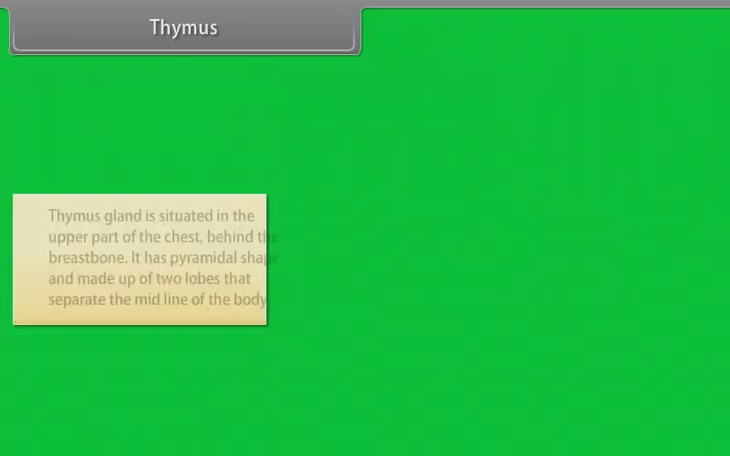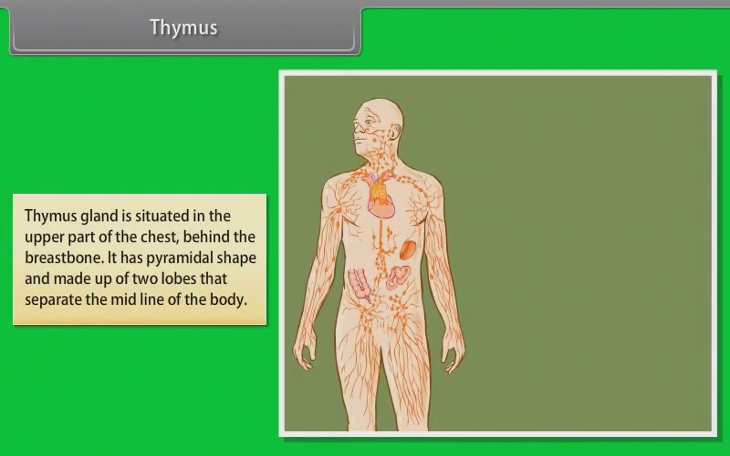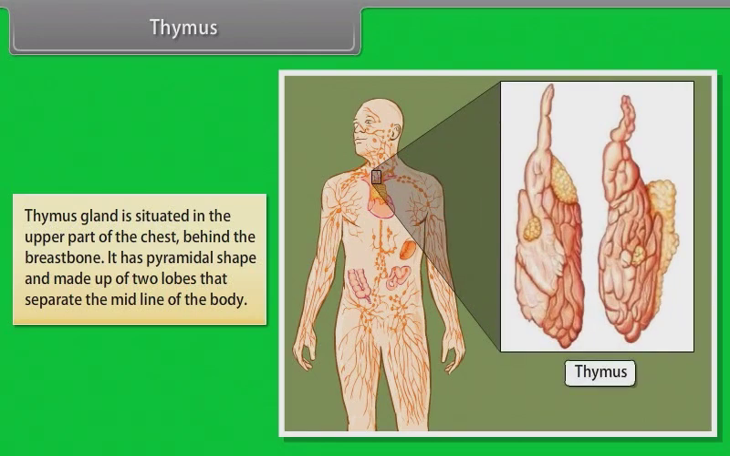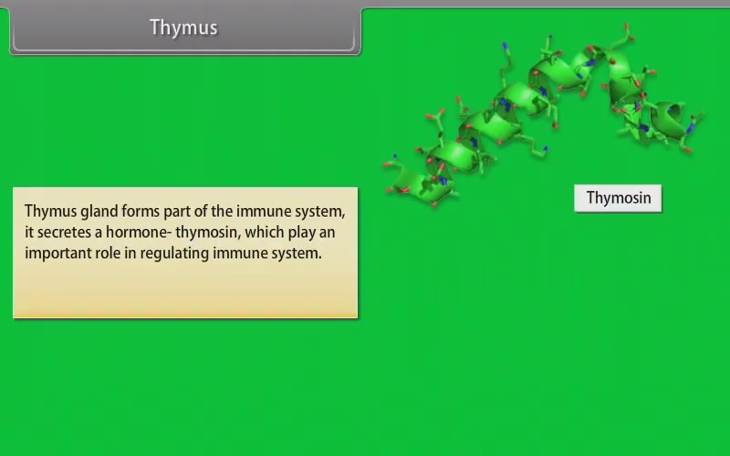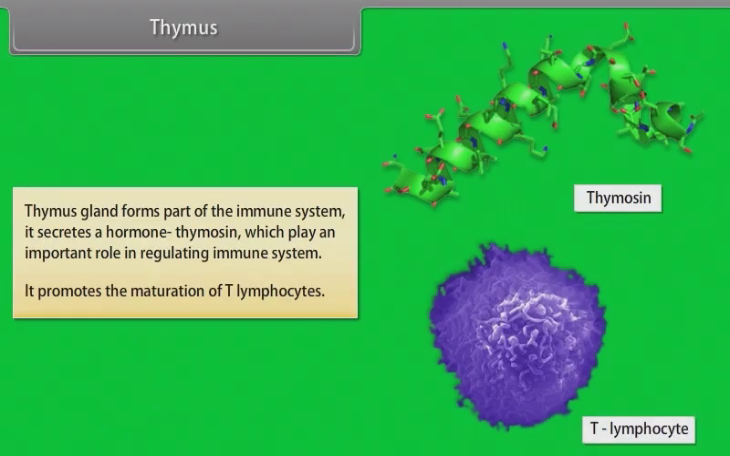Thymus. Thymus gland is situated in the upper part of the chest, behind the breastbone. It has pyramidal shape and is made up of 2 lobes that separate the midline of the body. Thymus gland forms part of the immune system. It secretes a hormone, thymosin, which plays an important role in regulating immune system. It promotes the maturation of T lymphocytes.